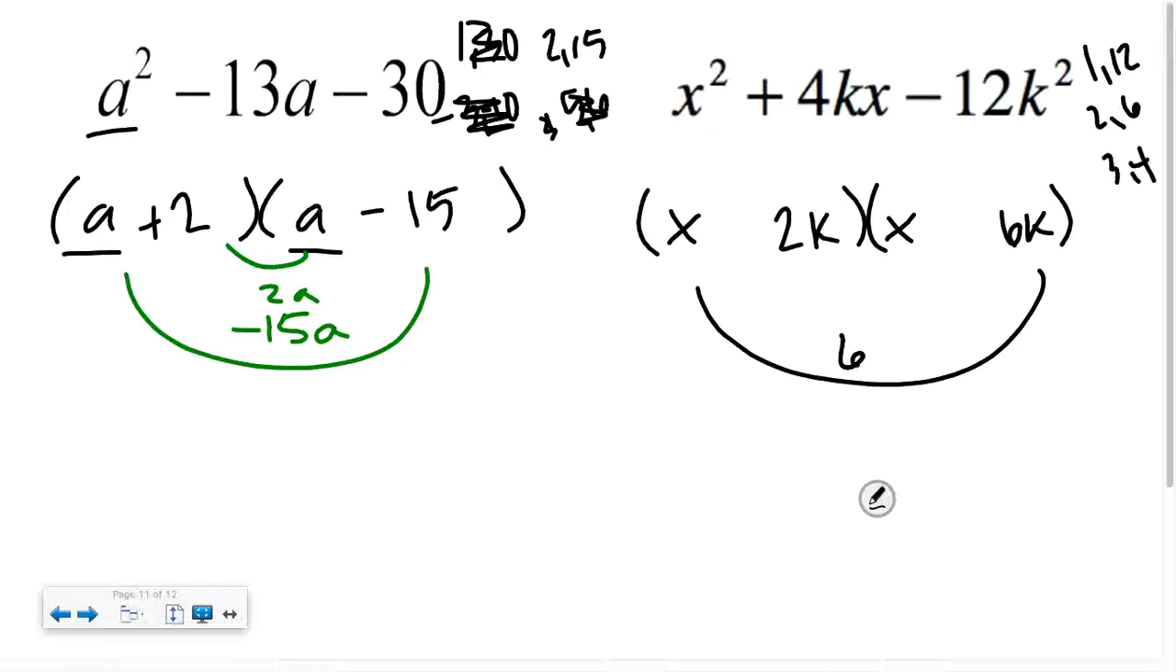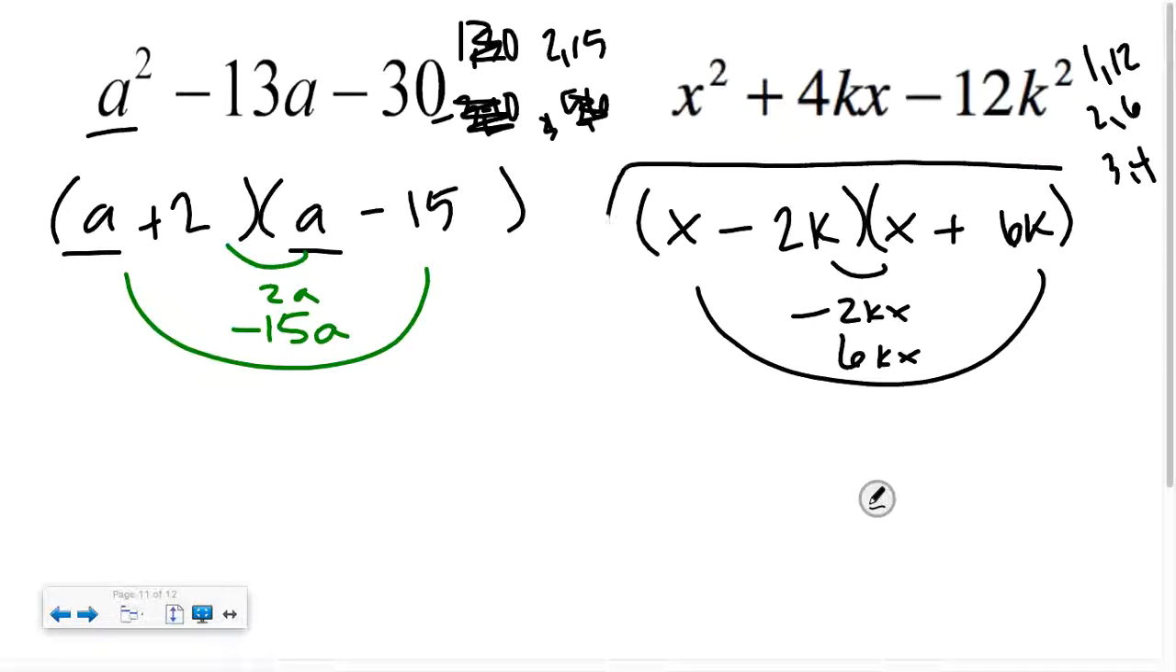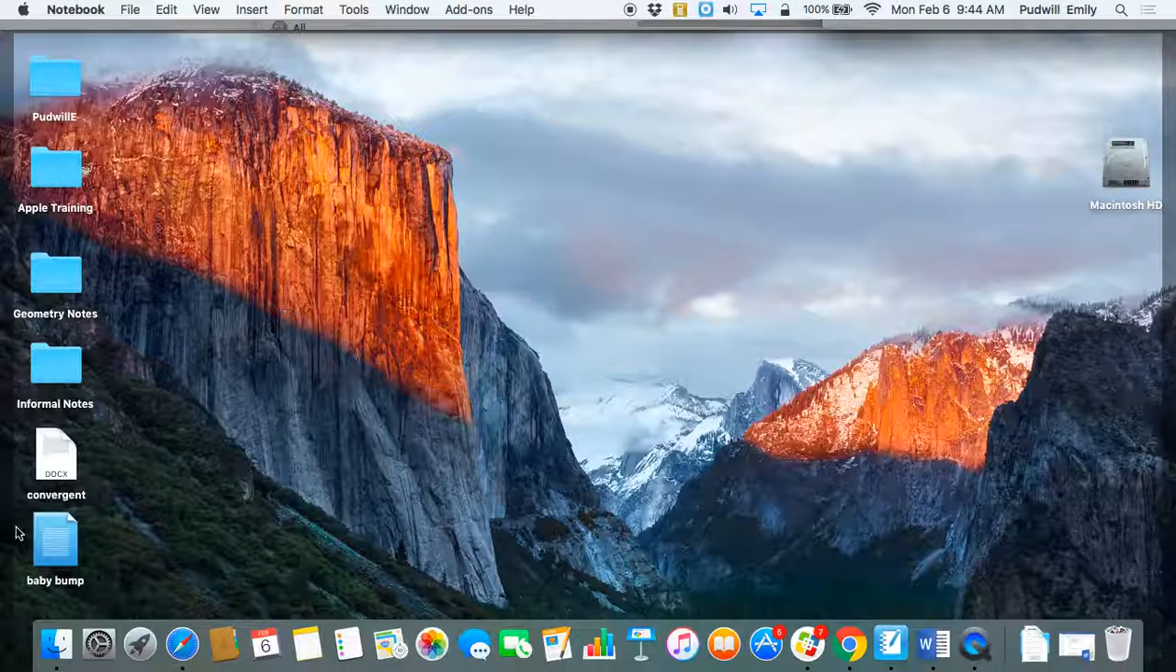If I check 6kx, and my insides give me 2kx, if I want to make it positive 4, do I want to subtract 2 or subtract 6? 2. So then it should be x minus 2k, and then x plus 6k. Question. Trial and error. The more you do it, the better we'll get. So we're going to spend a couple days on this.